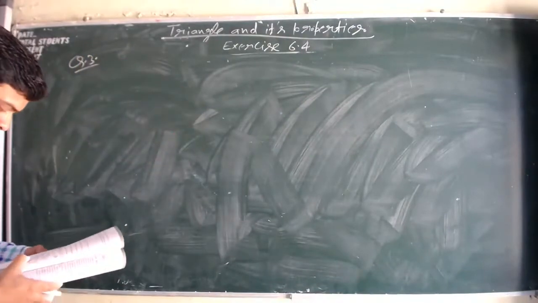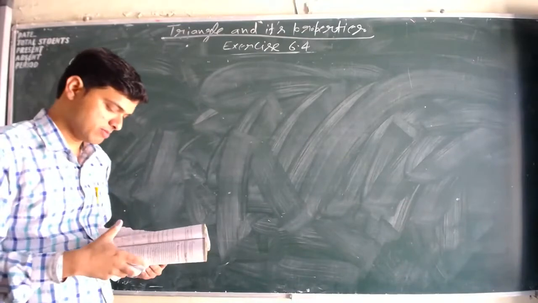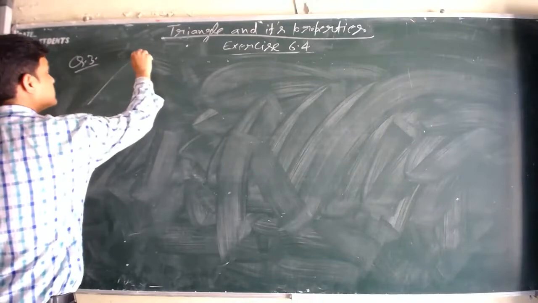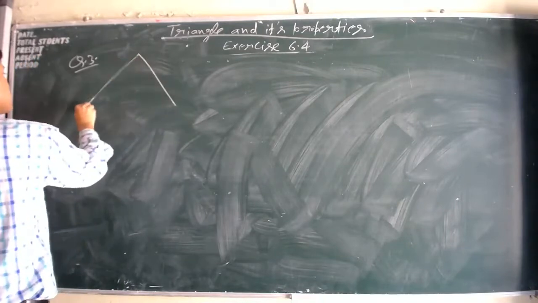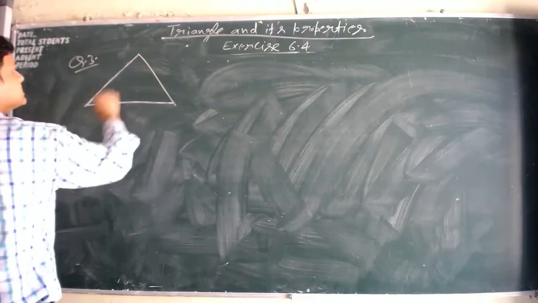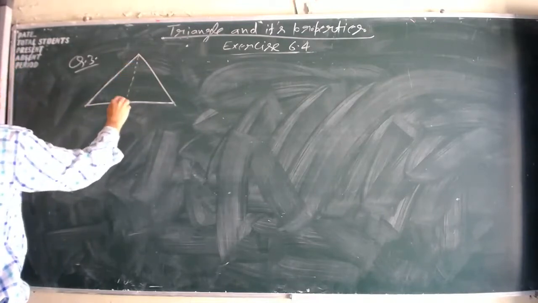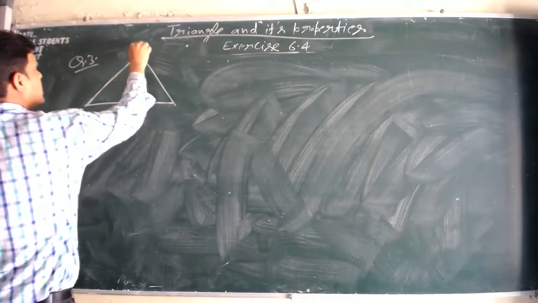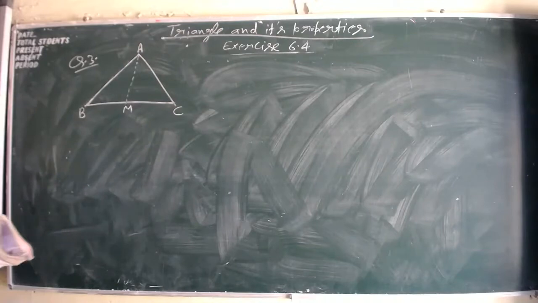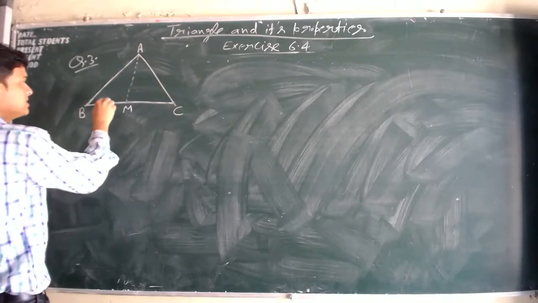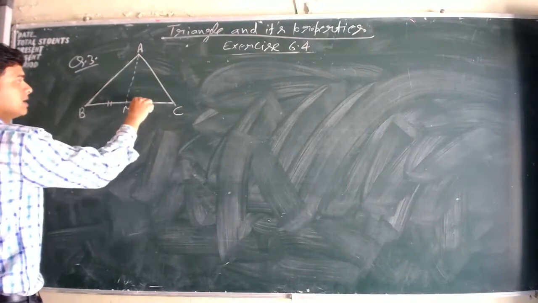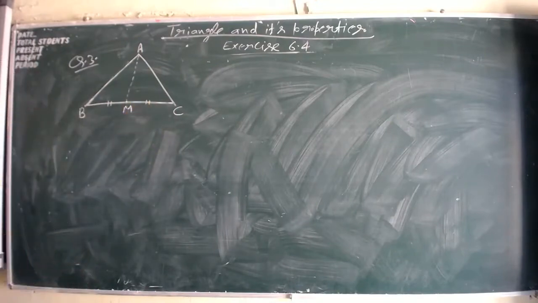Question number 3. AM is the median of triangle ABC. This is M. Median means it is the midpoint of this side. It means these two are equal with each other.